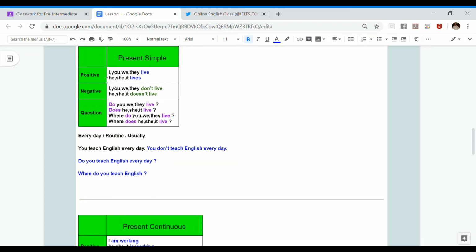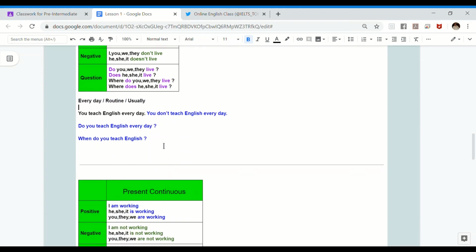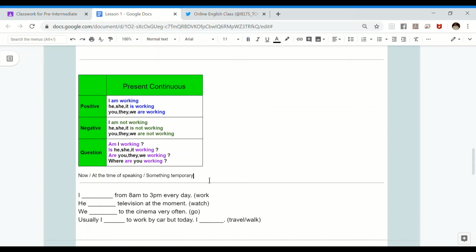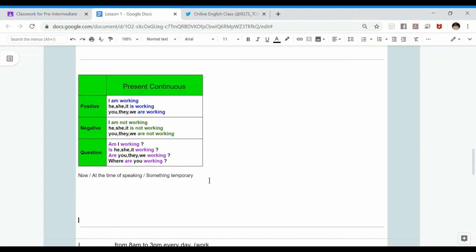So you've got positive, negative, questions. That's present simple, that's for everyday and routine. And then we move on to the present continuous. So when do you use the present continuous? You use that for now, at the time of speaking, or something that's temporary, that's happening around now. So let's put those and make those bold.